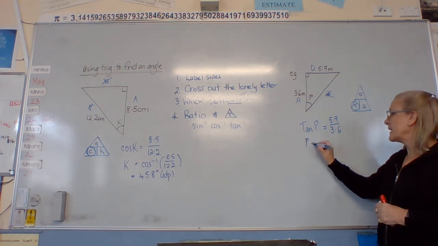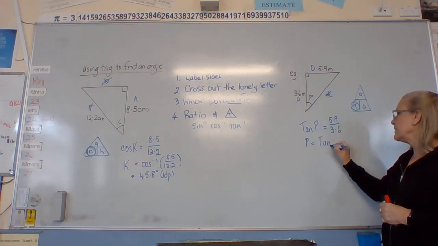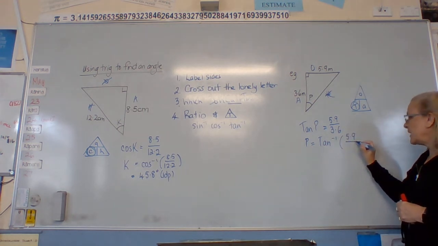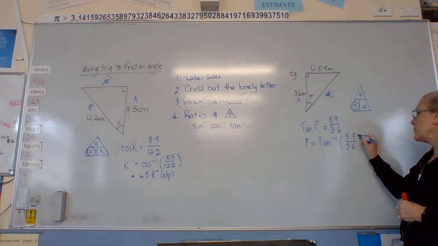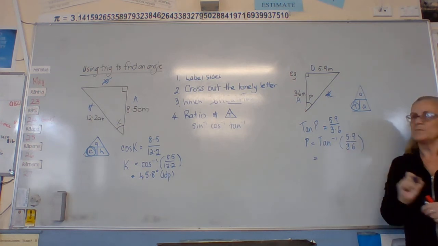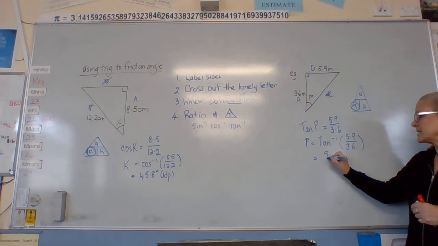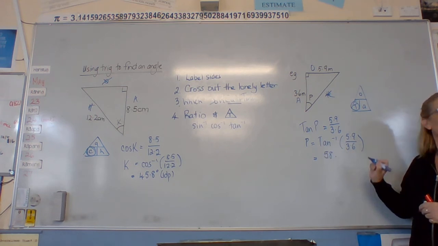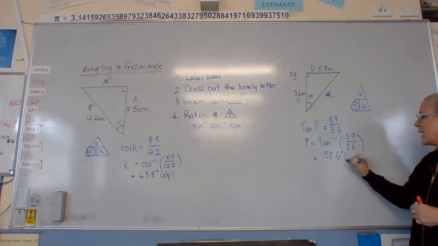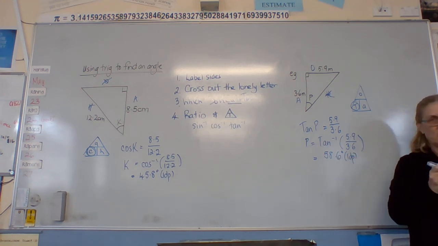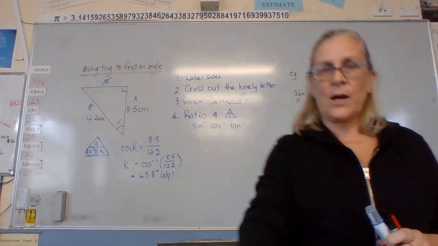So we write in our calculator, tan minus 1 bracket, 5.9 divided by 3.6 bracket equals 58.6. Somebody else agree with it? Yes. Awesome. Degrees, 1 dp. Remember your rounding. Okay, so that's what we're going to practice.